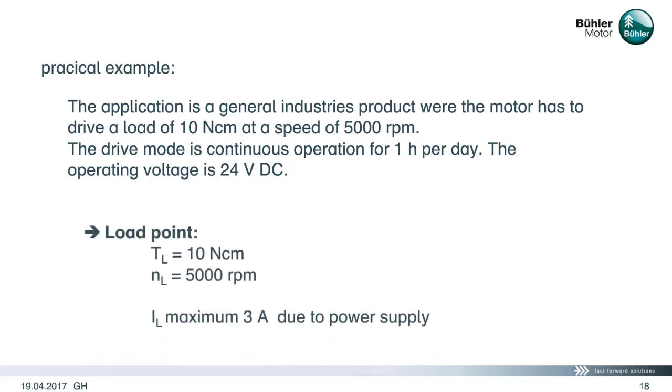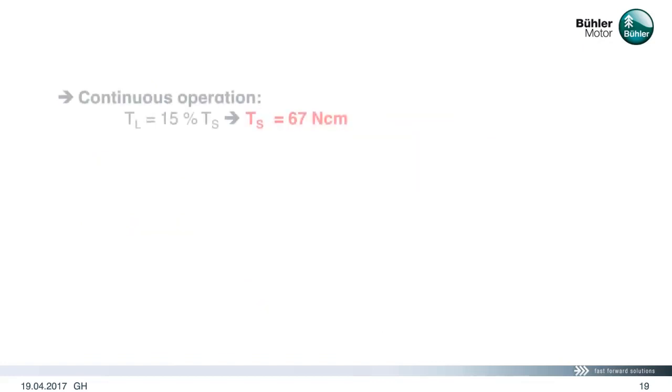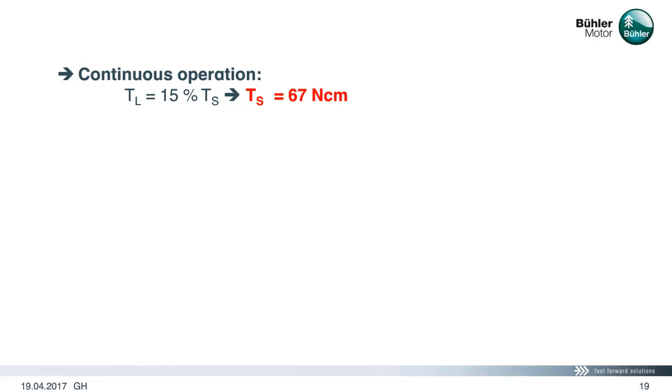The load point we see here is T sub L 10 Newton centimeters and N sub L 5000 RPM. From the power supply we know that the maximum continuous current is 3 amps. As we know that we have a continuous operation and we know that the torque load should be in the area of 10 to 20% of the stall torque, we chose 15% for the torque load, and this means that stall torque would be 67 Newton centimeters.